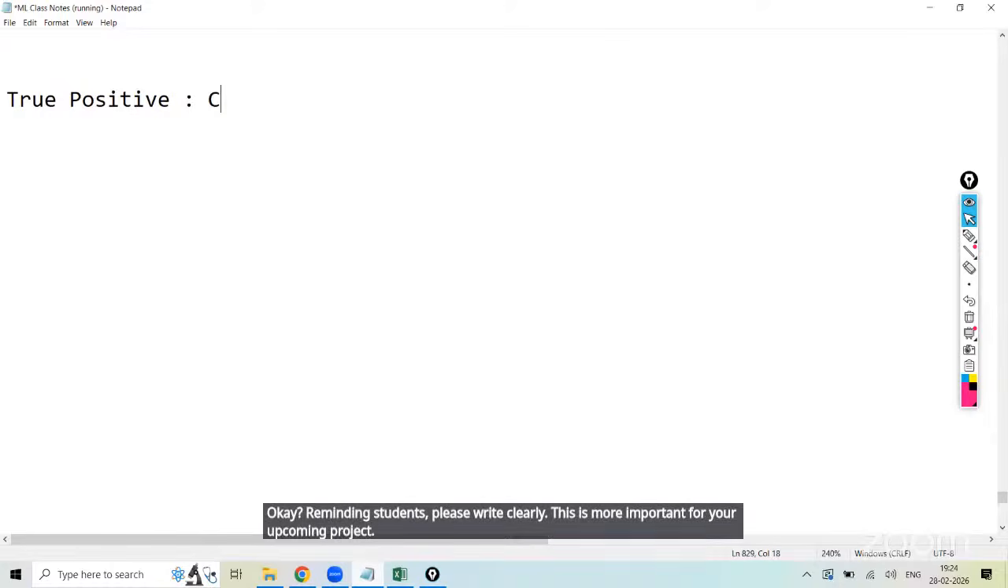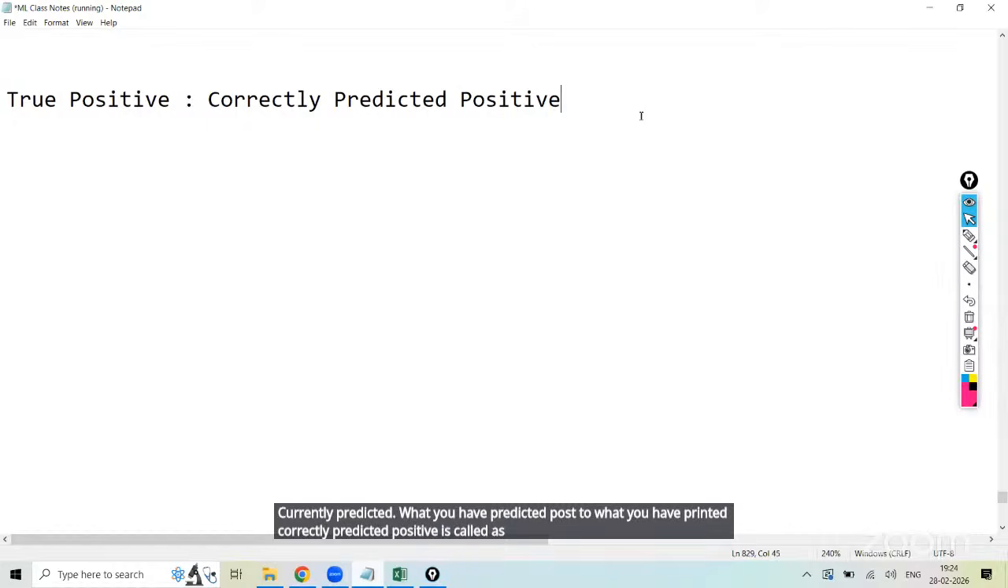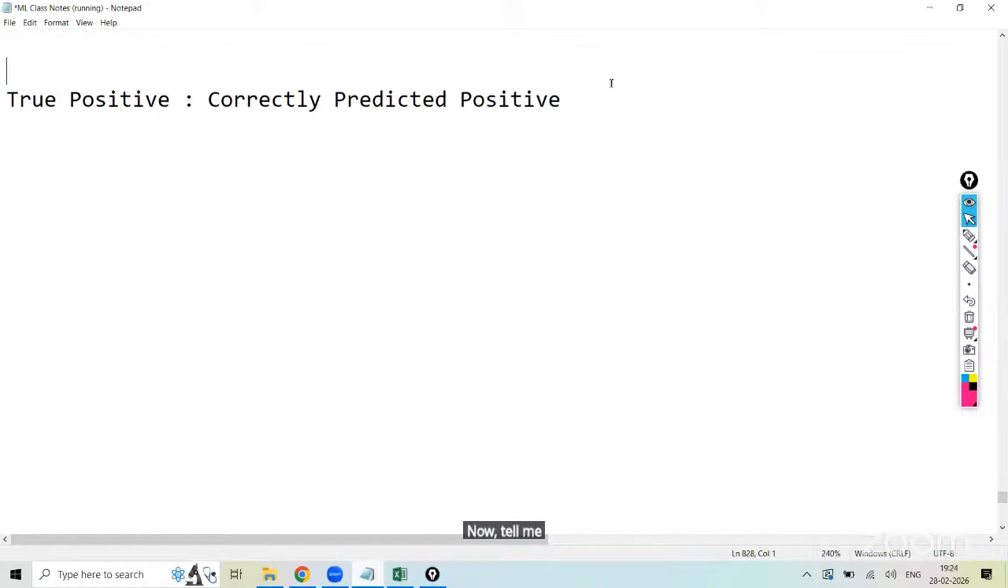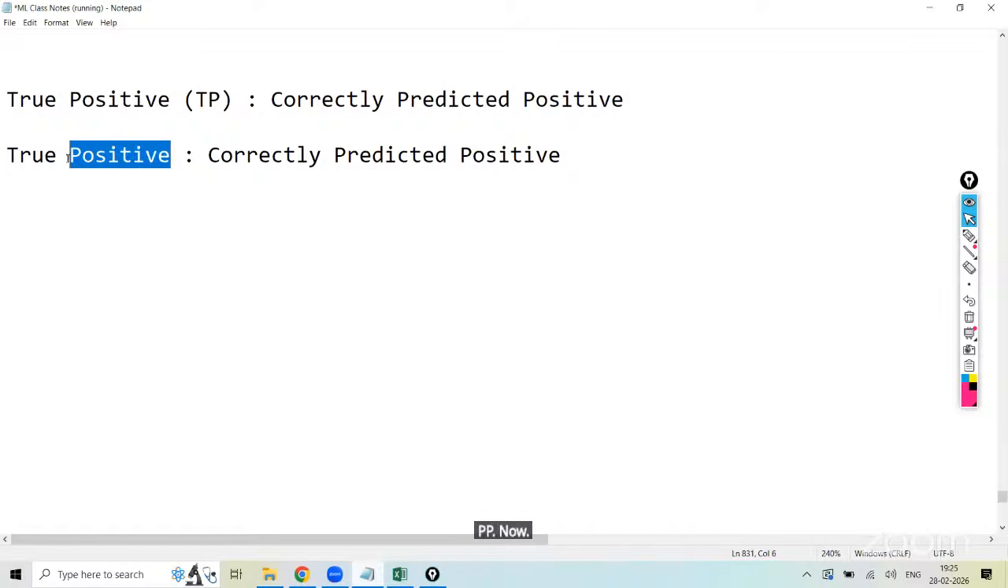True positive means correctly predicted positive. The meaning of true is correctly. What did you predict? The positive word. Correctly predicted positive is called true positive. This is called TP. Now, in the same way, tell me, what is the meaning of true negative?